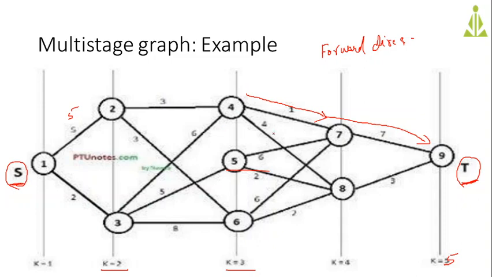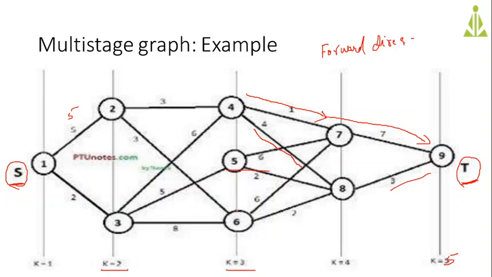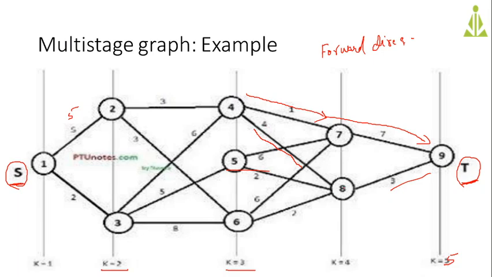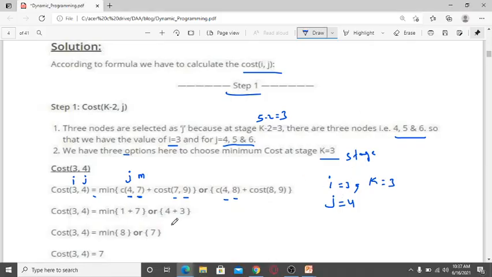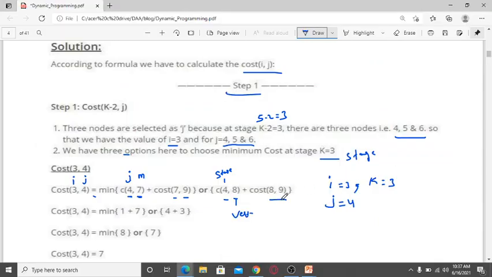Now we have another possibility: from 4 to 8, 8 to 9. This 4 is not this one. The 4 is the stage, and 8 is a vertex. Plus the cost of 8 to 9. What is the cost of 8 to 9? That we also need.